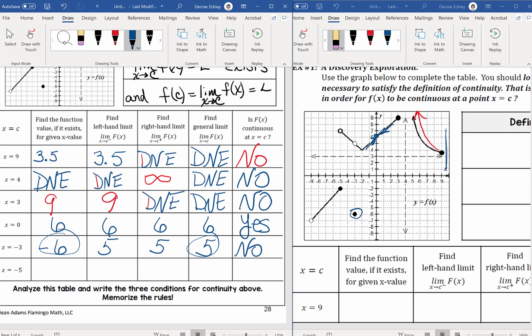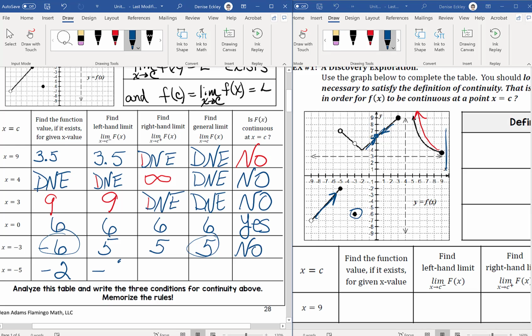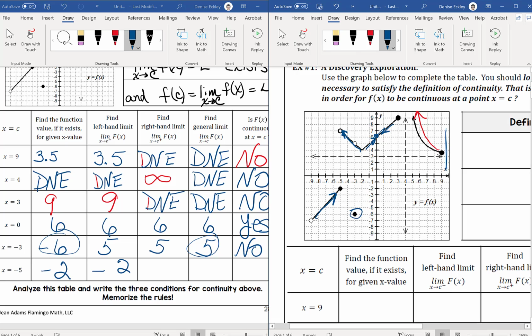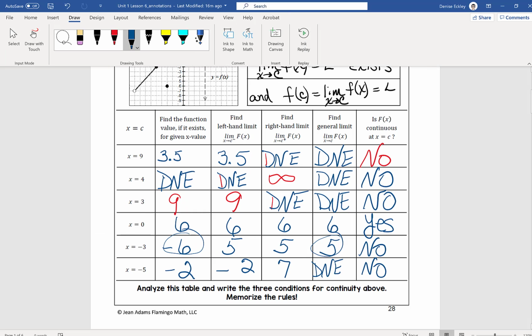And then finally at -5, we have the value of the function is -2. From the left, the limit is -2. That's promising. From the right, though, we're up here and we get 7. So the limit does not exist. So it cannot be continuous. So that's the first example.